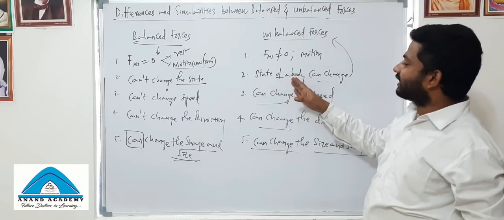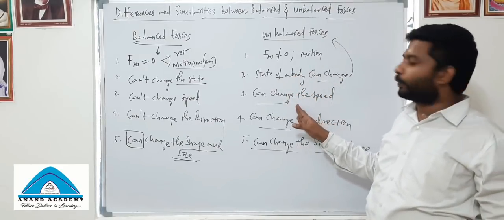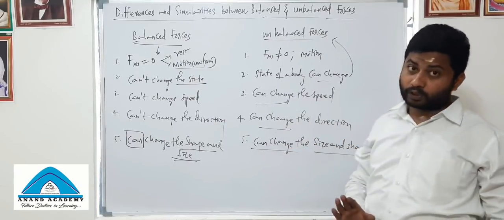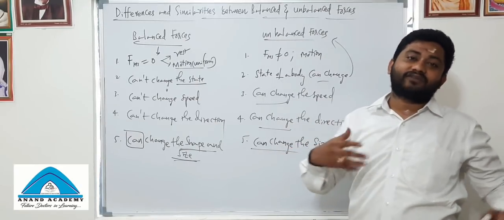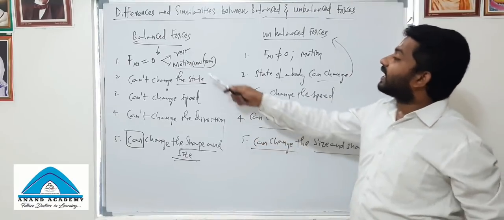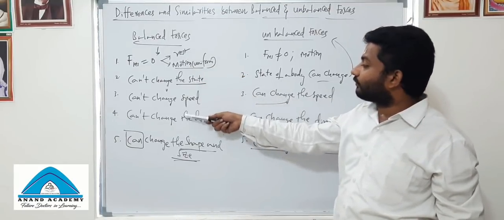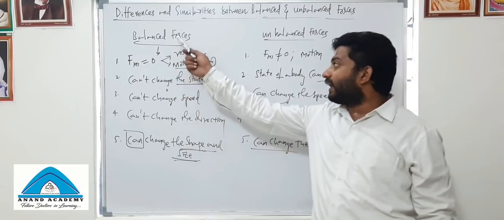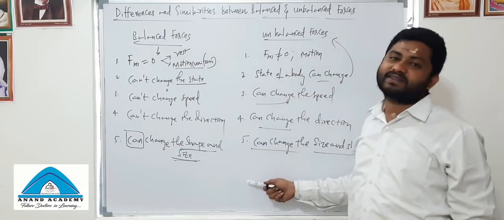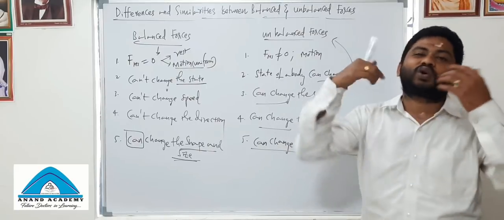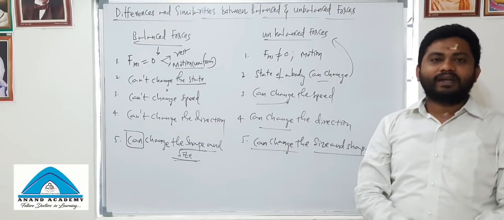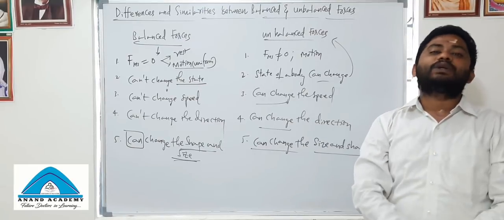They can change the state of a body, the speed of a body, the direction of a body, and the size and shape of a body. And the last point about the differences: these are the differences, 1, 2, 3, 4, 1, 2, 3, 4, and the similarity is only one. Balanced forces can change the shape and size, and unbalanced forces also can change the shape and size of a body. Okay, clear? And see you in the next session.